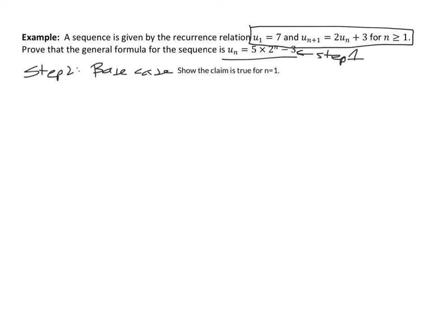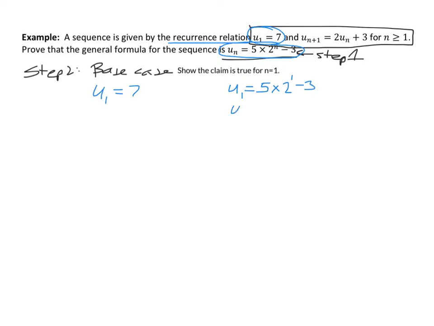Now, hopefully you recall when we did these problems in the previous lesson when we were working with series, we would do a left-hand side equals right-hand side kind of thing. In this case, it's not so much going to be left-hand side versus right-hand side, but checking to make sure that what we get out of the first term from the recurrence relation is the same thing as what we get out of the general formula, okay? So, we're given in the problem, we know that u1 is supposed to be 7, and so now we're also going to check, is u1 equal to 5 times 2 to the first power minus 3?